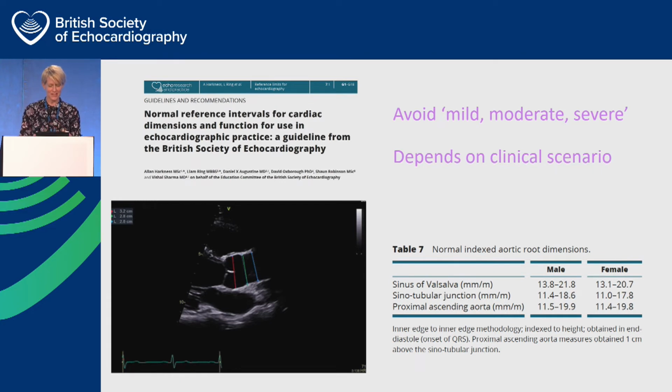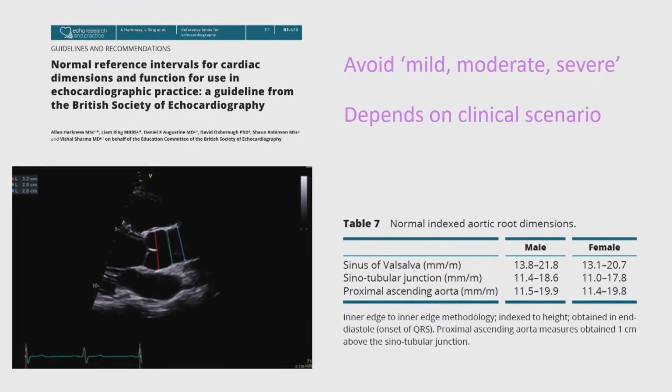Measuring the aorta. Personally, I do leading edge, sorry, BSE. It correlates more with the internal diameter in diastole on CT, and all the Marfan's data is based on that. But you can do it whatever way you want, as long as you do it the same way and you say what you're doing and you use the right reference data.